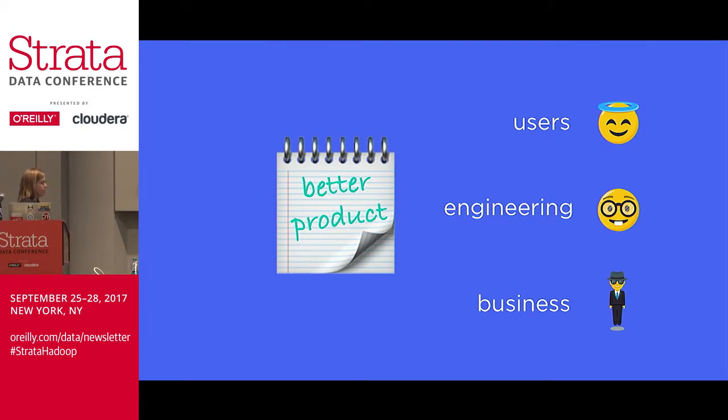So let's start off by just defining what a good product is. What does it mean to build a better product? Well, it depends on your perspective. Your users, they have a very different idea of what a better product is, and what they think should be driving the engineering perspective and the business perspective.